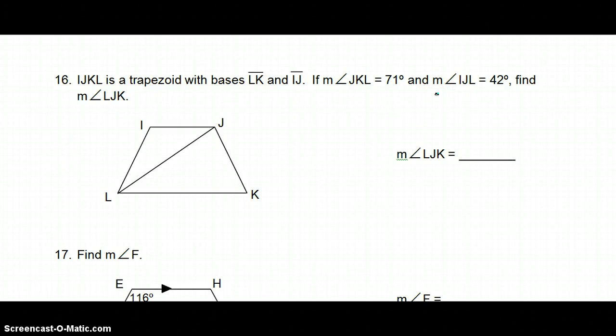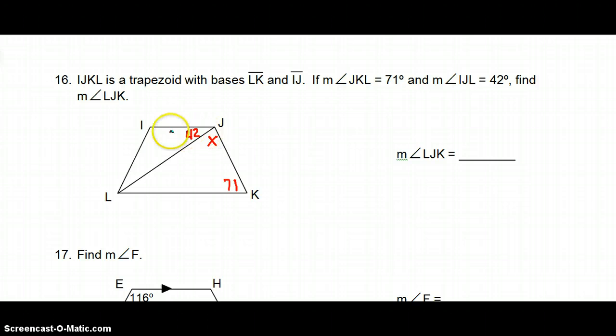16. IJKL is a trapezoid with bases LK and IJ. And the measure of angle JKL is 71, IJL is 42. Find LJK. Okay, so here are the bases. JKL, this angle right here, is 71. IJL right here is 42, and we want to find LJK there.